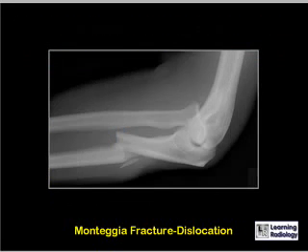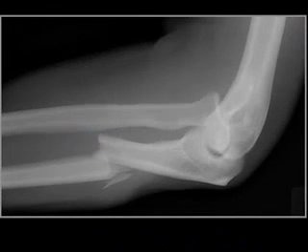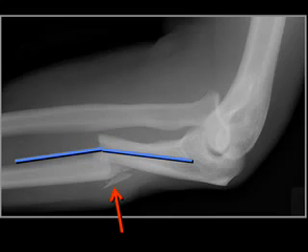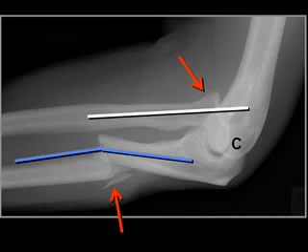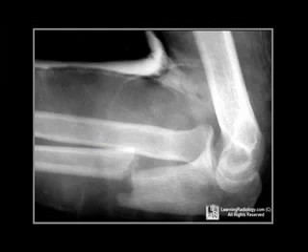This is a Monteggia fracture. First, we see the fracture of the proximal shaft of the ulna with posterior angulation of the distal ulnar fracture fragment. A line drawn along the shaft of the radius clearly misses the capitellum, and there's anterior dislocation of the radial head. Here's another example of a Monteggia fracture dislocation.